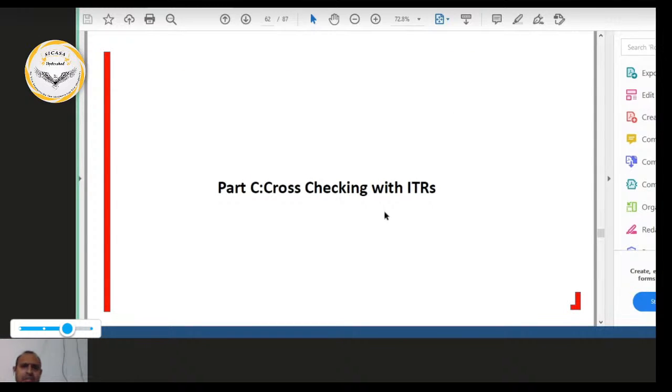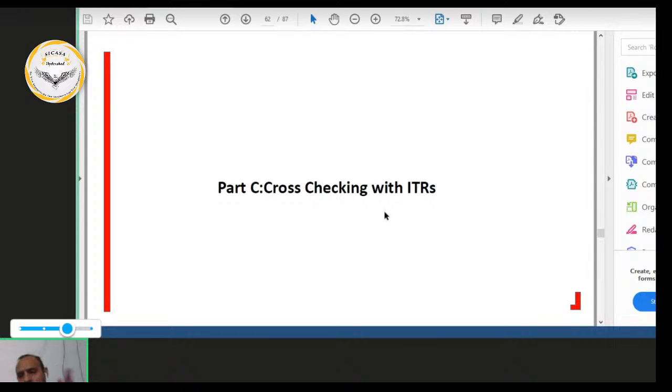Okay. Then last 15 minutes, it won't take more than that. I will explain what are the points where you need to cross check with the ITRs. 15 minutes it will be over. After that, I will spend another 20 minutes or so on the amendments relevant for the current year. Okay. Cross checking with the ITRs.